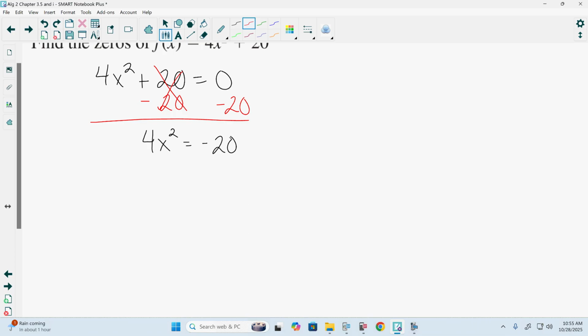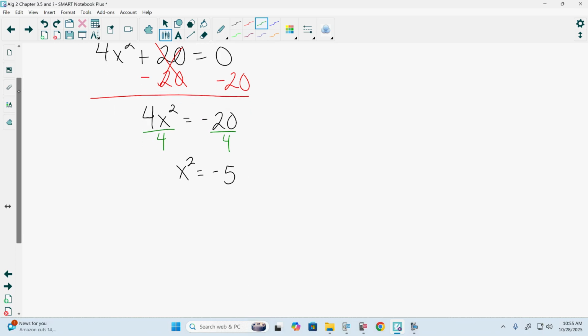X is still not by itself. Our squared term is not by itself. So we divide both sides by 4, telling us x squared is equal to negative 5. Now that the squared term is by itself, we will square root both sides.